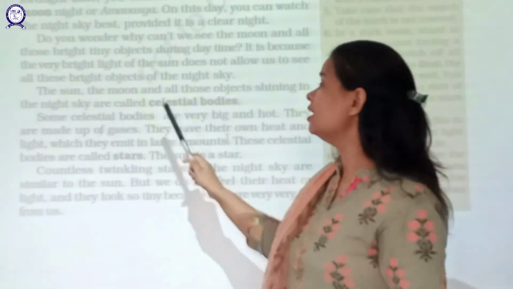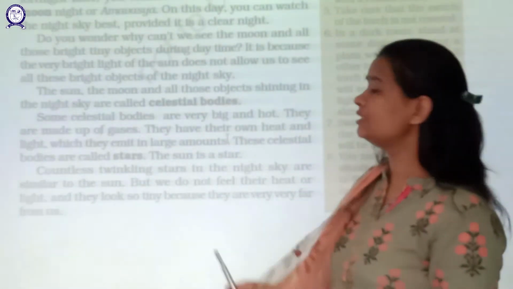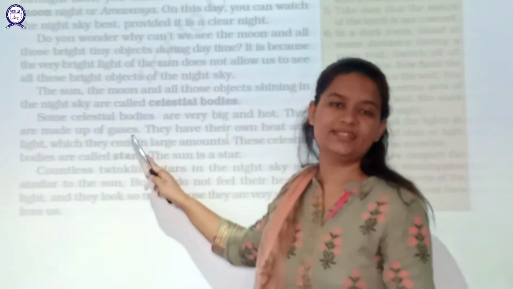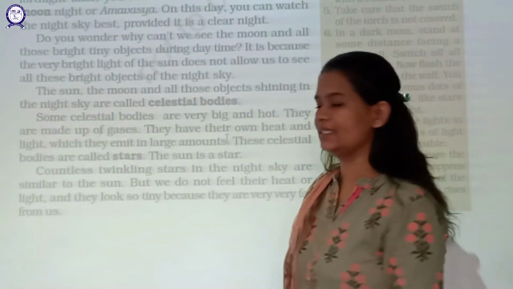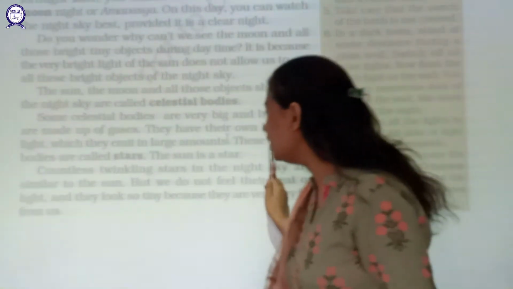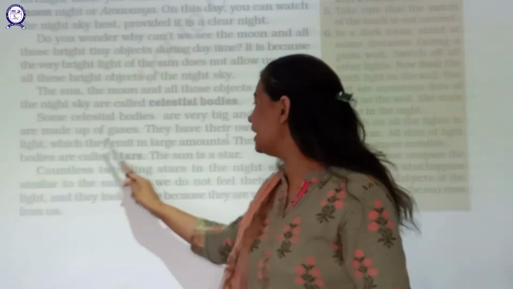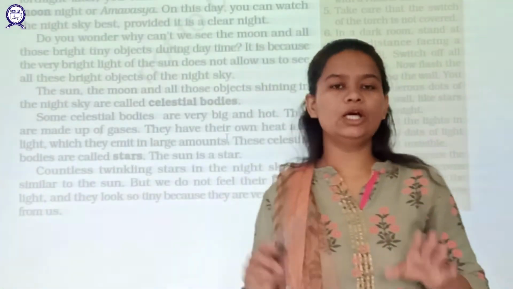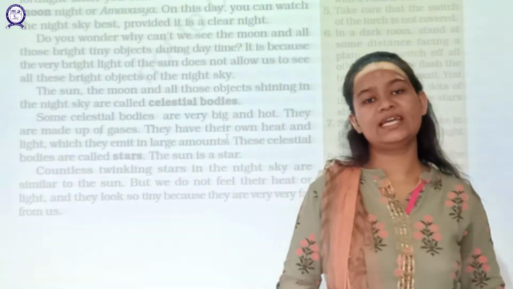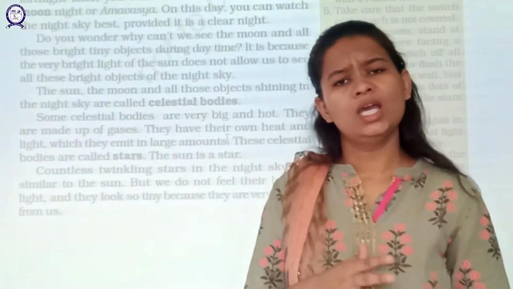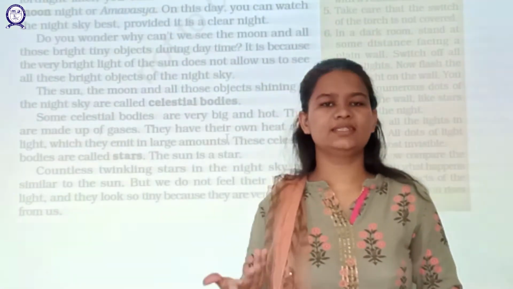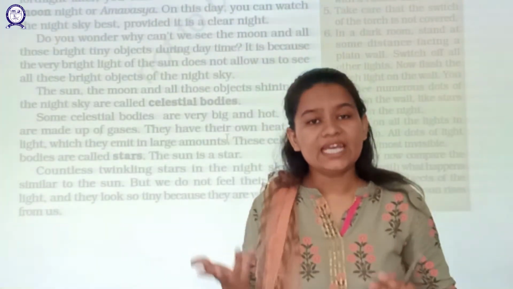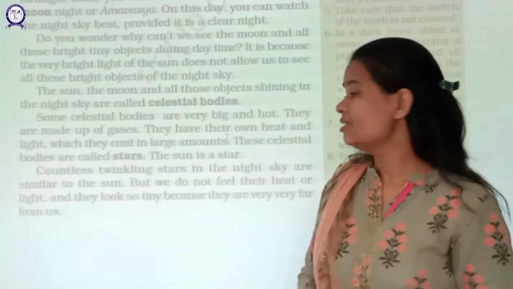So what are stars? Stars are those celestial bodies which are very big and hot, and they are huge bundles of gases, or they are made up of gases. Stars have their own heat and their own light and they emit a large amount of heat and light. On Amavasya, now just see this, students. I told you that on Amavasya we are unable to see the moon in the sky. Darkness is there, but still we are able to see. Why? That is because of the light of the stars.